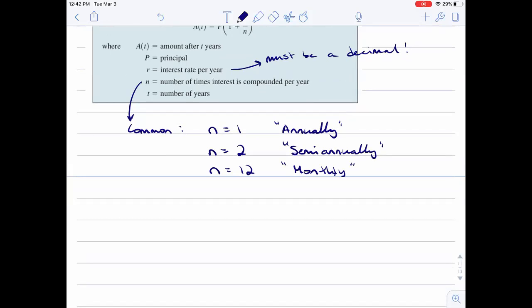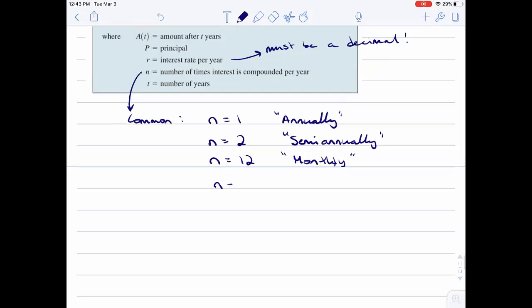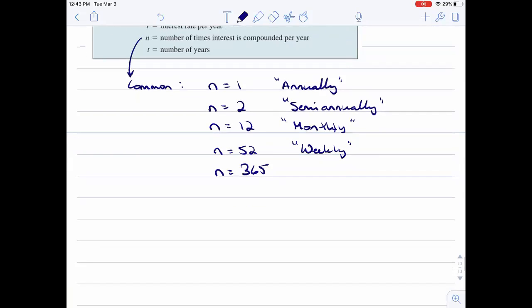I think they don't use anything fancier than that. If they do, you can just figure out, if it's weekly, it's 52. Sure. N equals 52 is weekly. And usually we assume that we have 365 days in a year. So daily.